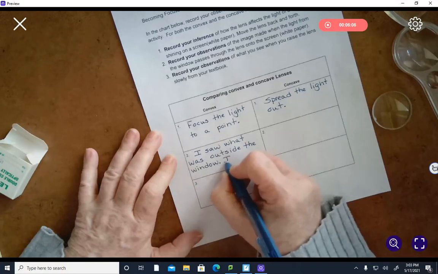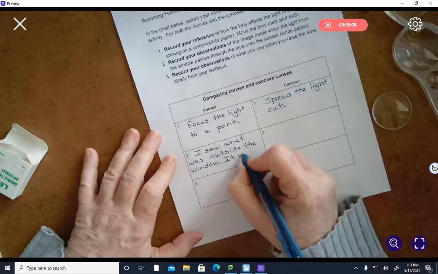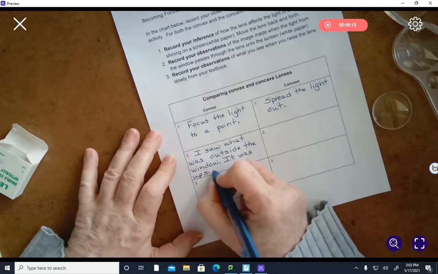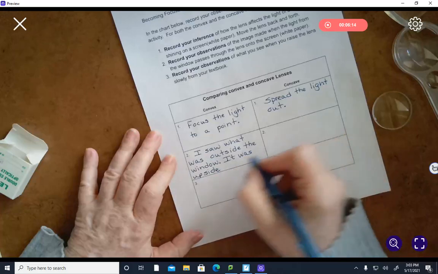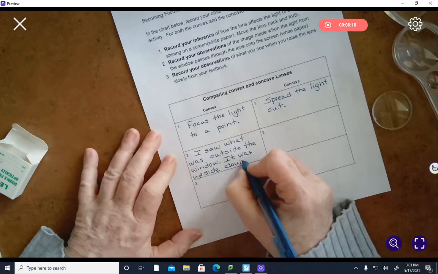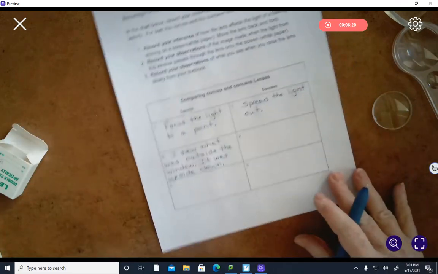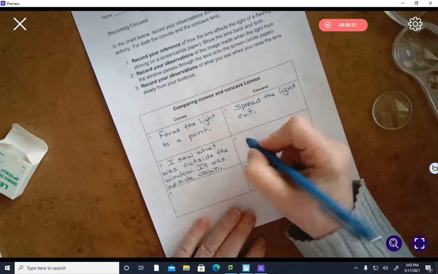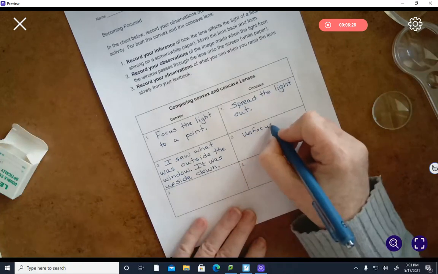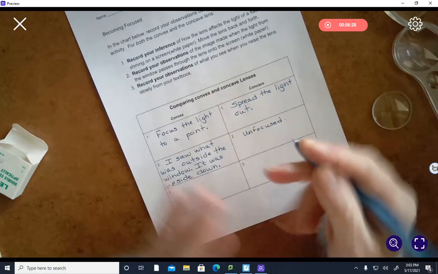It was upside down. So the blue sky is on the bottom and the green grass is on the top. It was upside down. Okay, and this one I just saw unfocused. It was unfocused. I didn't see really anything.